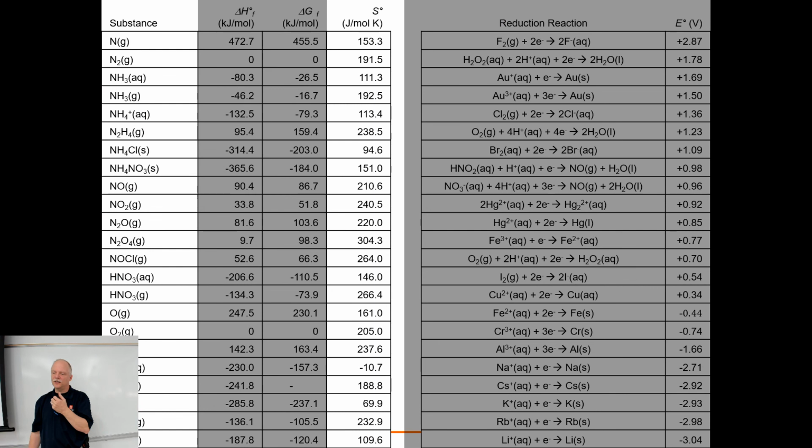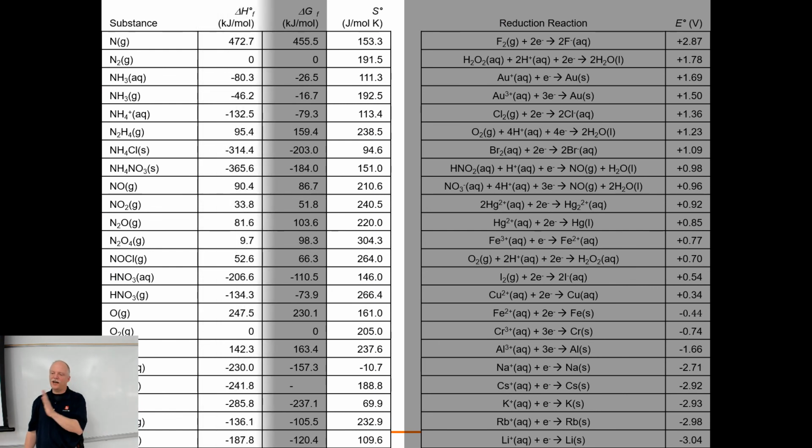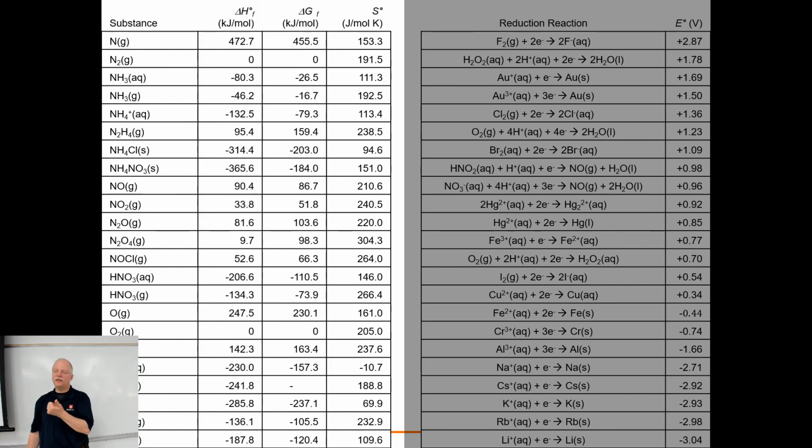Same definition essentially. So now we have that full thermodynamic table. We have the standard entropies, the enthalpies and the Gibbs energies. The enthalpies and Gibbs energies have a different reference point than the entropies. Entropy's reference is absolute zero, but the reference point for enthalpy and Gibbs energy is elements in their standard states.